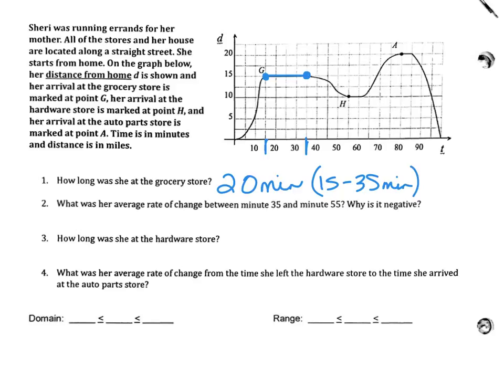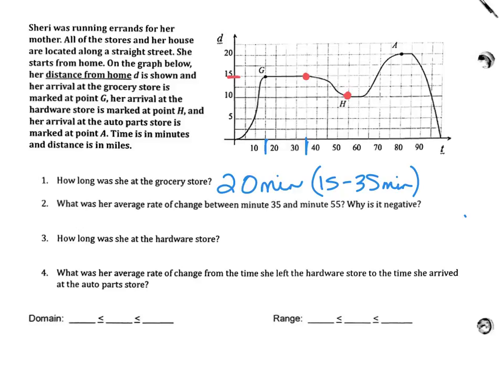What was her average rate of change between 35 and 55 minutes? So I'm just going to note where she was at each of those. At 35 minutes, she's here. At 55, she's down here. Now we're talking about average rate of change. So you really just want to think about those 2 points, not the fact that she might have gone faster or slower getting there.